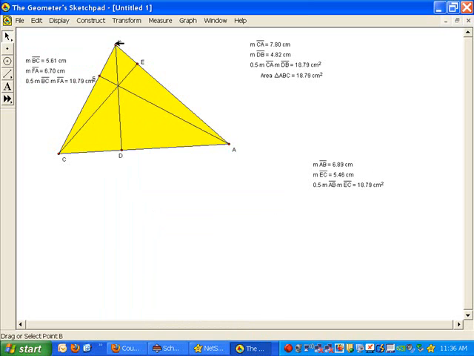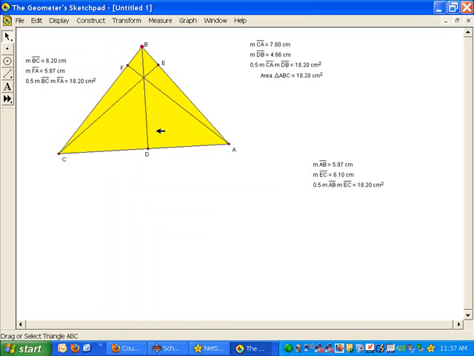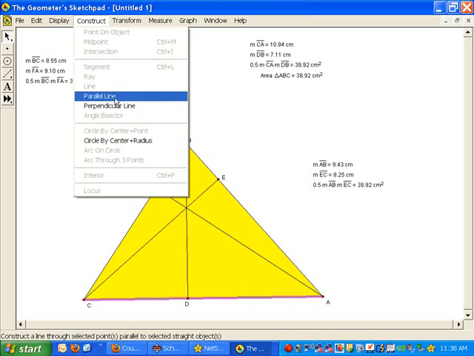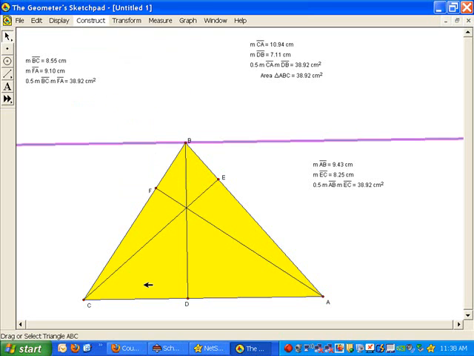Okay, once again, no matter where I move these, I pass a parallel through point B. So I'm going to construct a parallel line through point B. I'm keeping AC as it is. All right, so notice my area is 38.92.